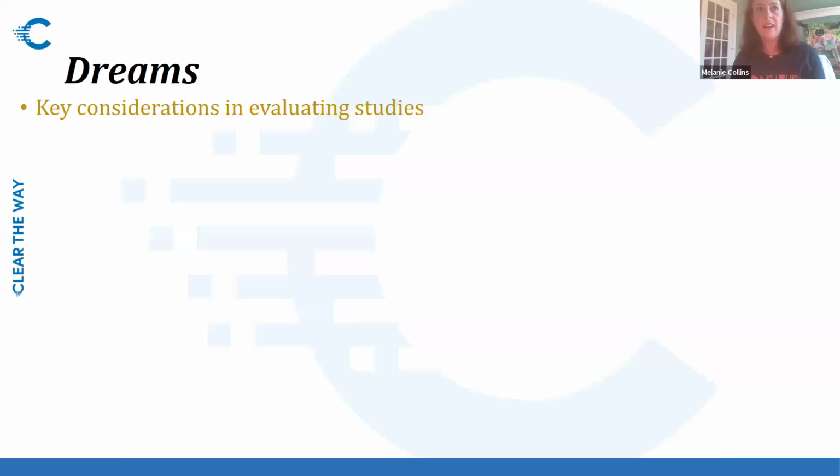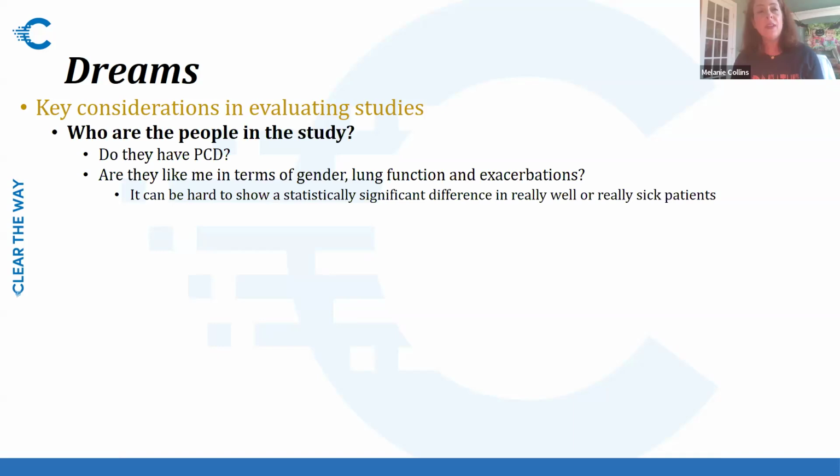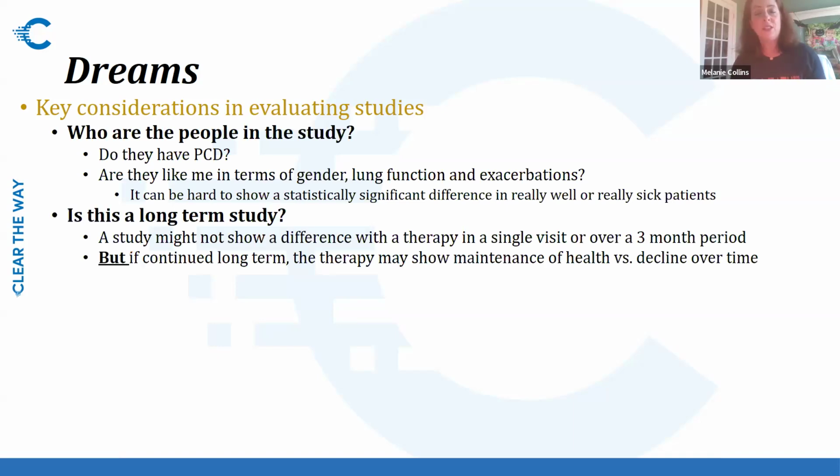So here's a quick guide that I thought would be helpful for people with PCD to evaluate studies and determine if they work for them. The first question you always want to ask yourself is, who are the people in the study? Do they have PCD? Are they like me in terms of gender, lung function, and exacerbations? It can be really difficult to show something's beneficial or statistically significant in really well or really sick patients.